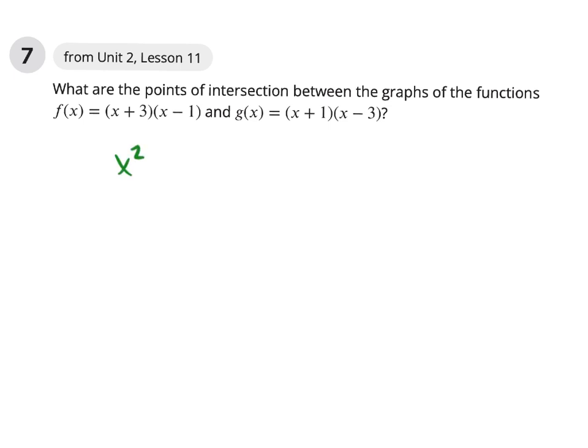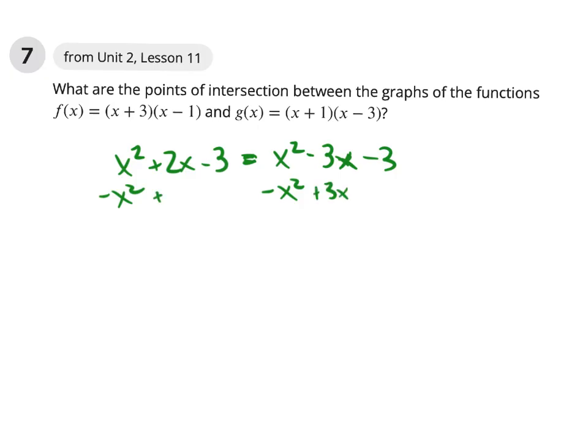x squared, 3 minus 1 is 2, plus 2x. 3 times negative 1 is negative 3, equal to x squared minus 3x minus 3. Okay, so I subtract x squared from both sides. I add 3x to both sides. I add 3 to both sides. Set them equal. That cancels. That cancels. That cancels.